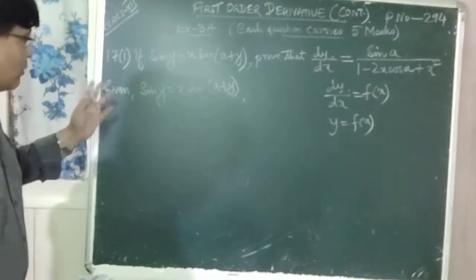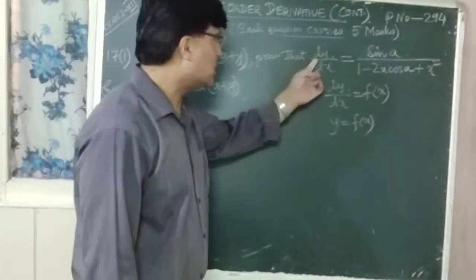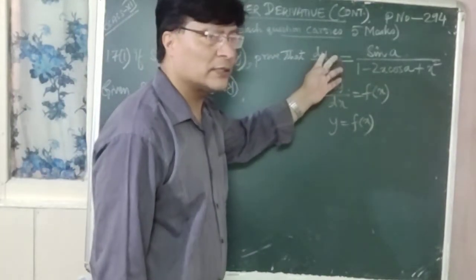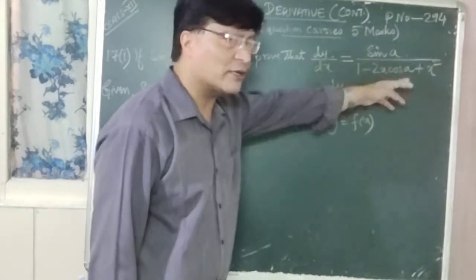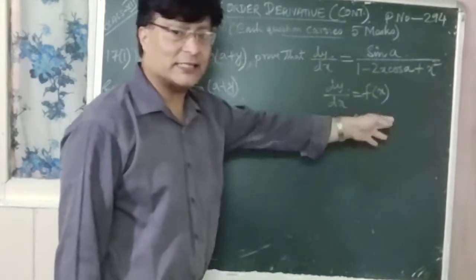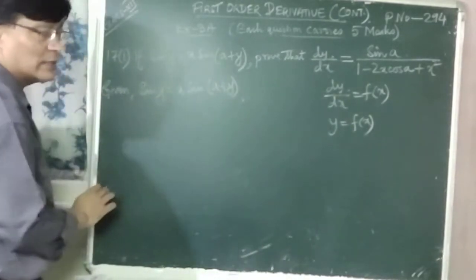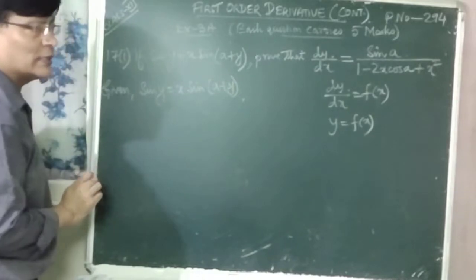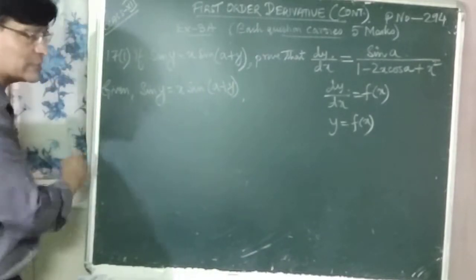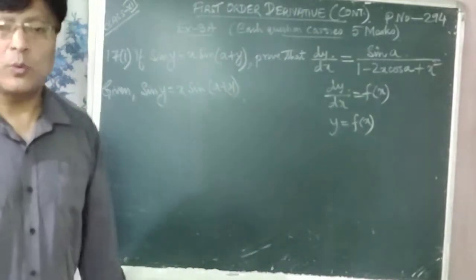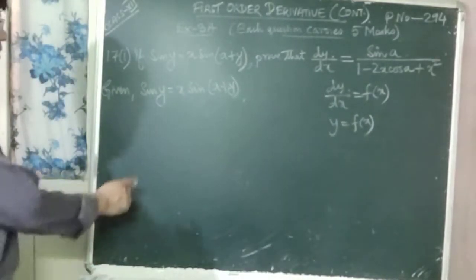Now I already told you that since you have to prove dy by dx as a function of x, you have to express y as a function of x. You have to express y as a function of x only. On the right hand side there should be only terms containing x. On the left hand side you should have the term containing y. So let's simplify it.